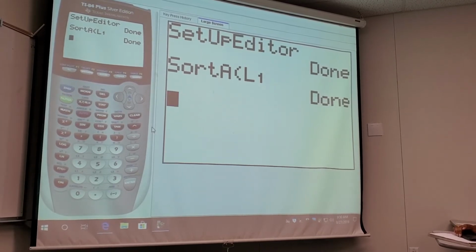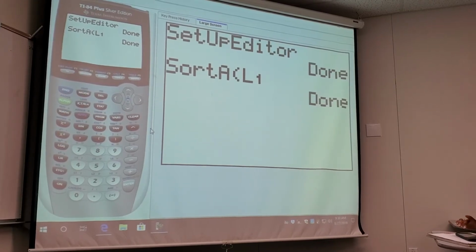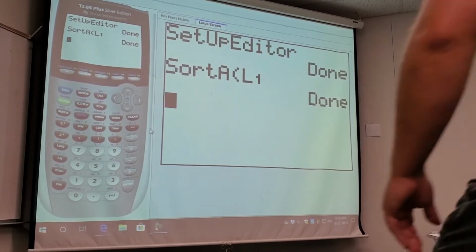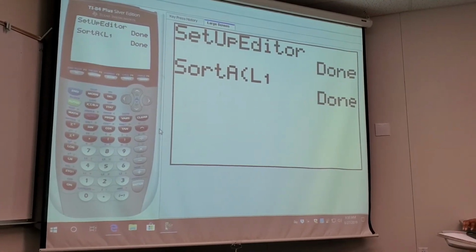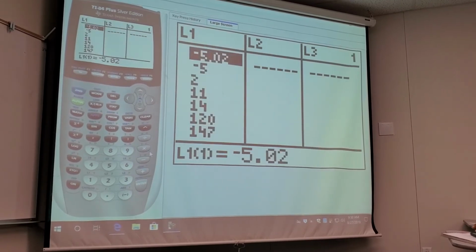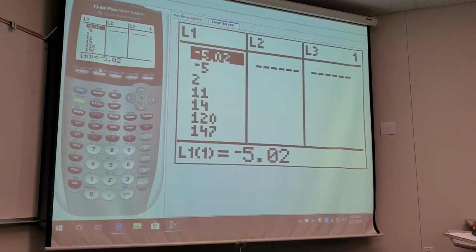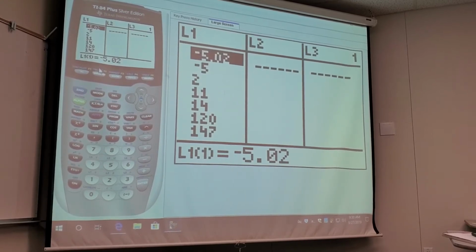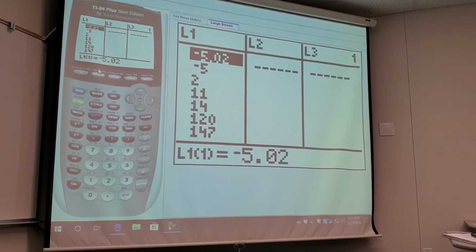Anybody else? Everybody else on? Okay. So now if you go back in, stat, edit, it's all in order, yay. Again, it costs enough money, it should be able to do at least that. Right? We're gonna be using these lists, you should be understanding we're gonna use these lists a lot.